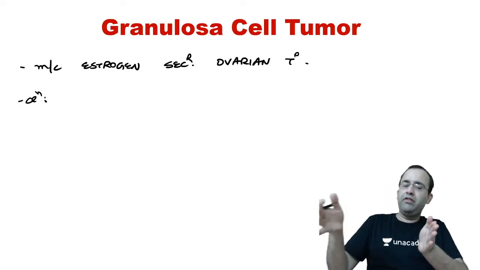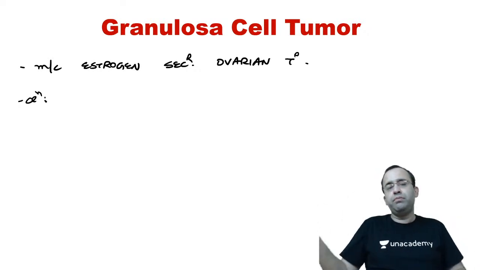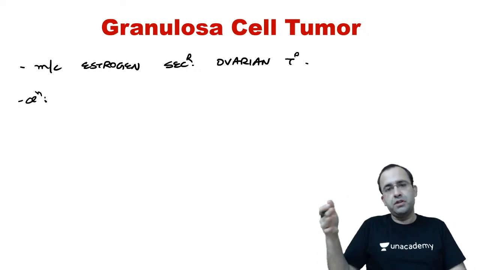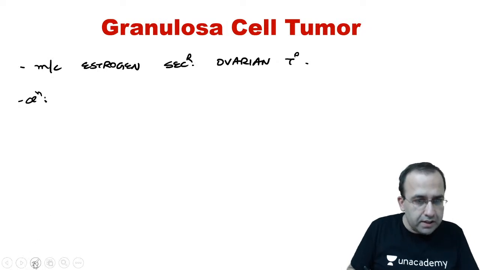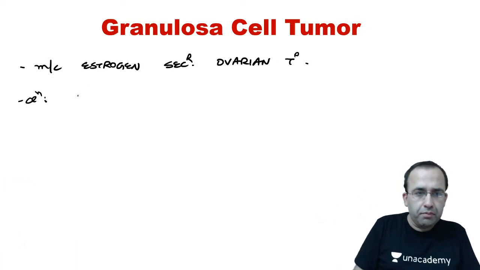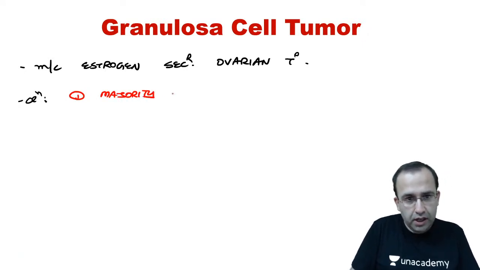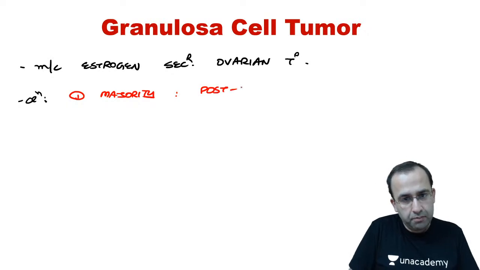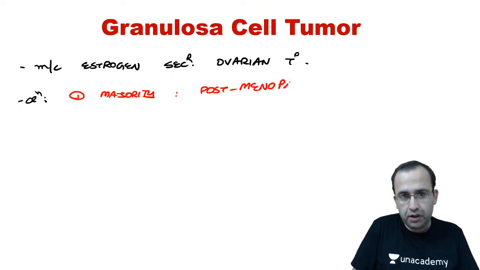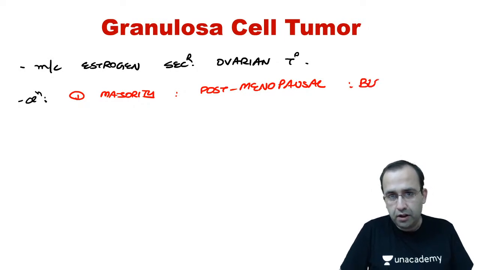So if I divide the female cycle into three parts: pre-puberty, reproductive age group, postmenopausal. When will increased estrogen be most alarming? Postmenopausal. Just a way to remember. So clinically, majority of the patients are in the postmenopausal age group, which present with bleeding per vagina.